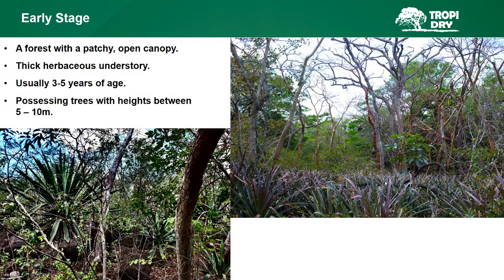So here in the early stage, we have forest with patchy open canopy. You see a lot of these succulents occupy this type of forest because they can access sunlight so easily. As you can see, these trees don't have a whole lot of leaves on them. There's not really much arresting the development of the undergrowth here. But you can also see that the vegetation is fairly small. This would be about an 8-meter tree maybe. So yeah, these are usually pretty young forests.